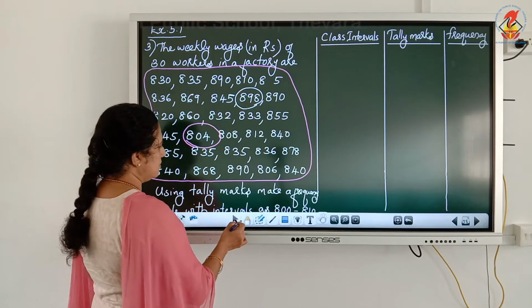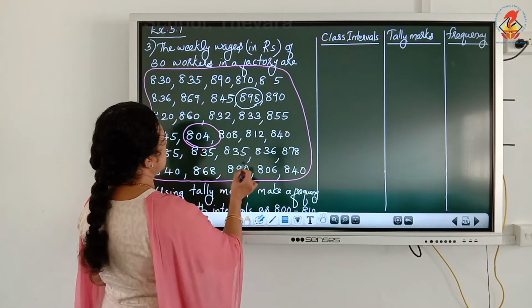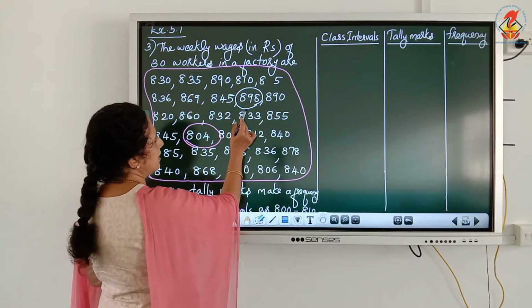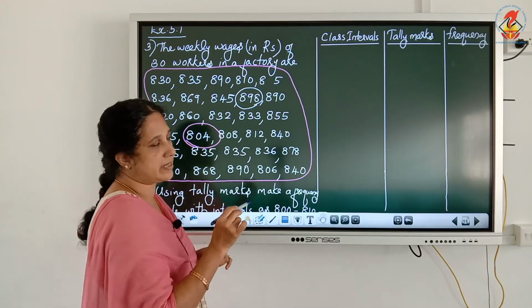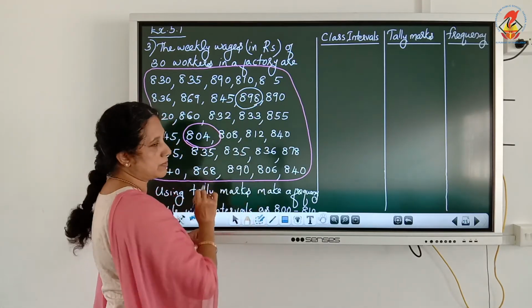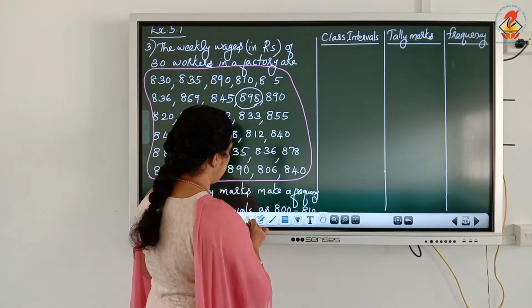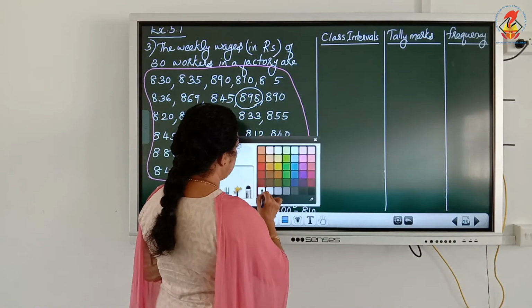Now, when you look at the observations, you can see that the lowest value is 804 and the highest value is 898. And we have to include all the observations in the class intervals. So, you have to select the class intervals in that way. Now, we have to start writing the class intervals.